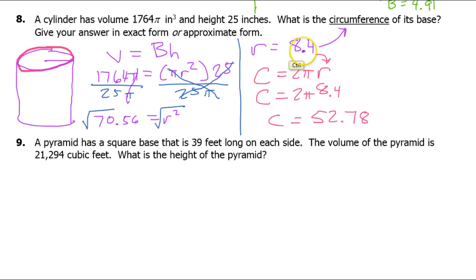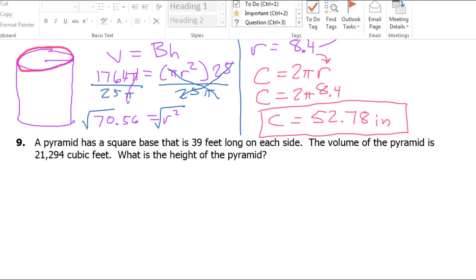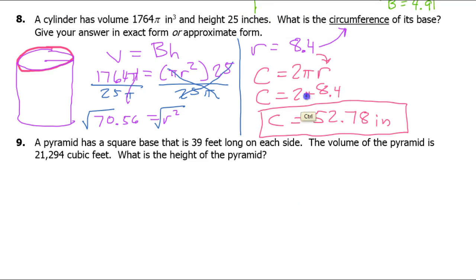Okay, and circumference is a length, so that would just be in inches. So this would be the approximate form. Just for fun, if I wanted to write an exact answer, here's what I would have to do. I'd have to leave pi out of it for a minute.